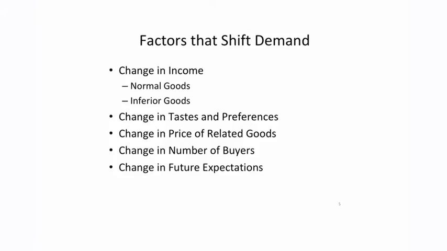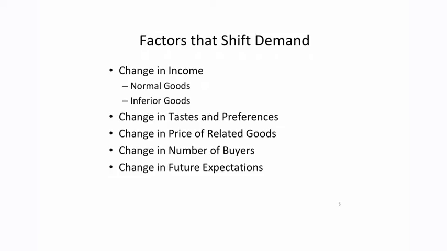These will include a change in income, a change in taste and preferences, a change in the price of related goods, a change in the number of buyers, and a change in future expectations. Now, with a change in income, in most cases, what we assume is that higher incomes mean that we have a higher quantity demanded at each price point.